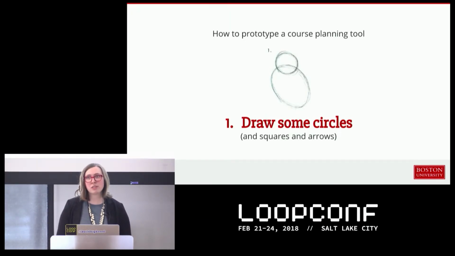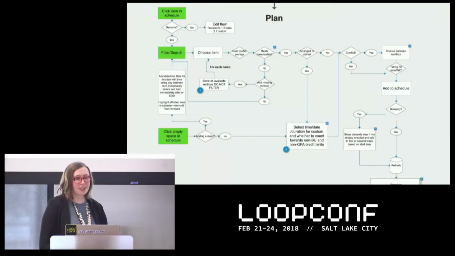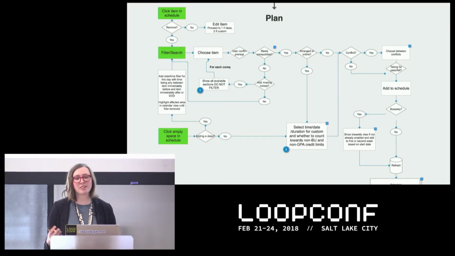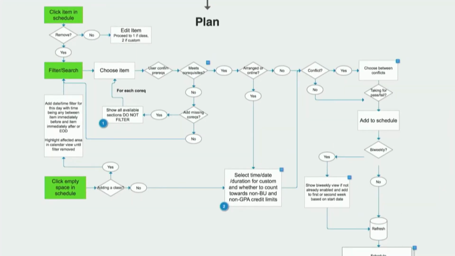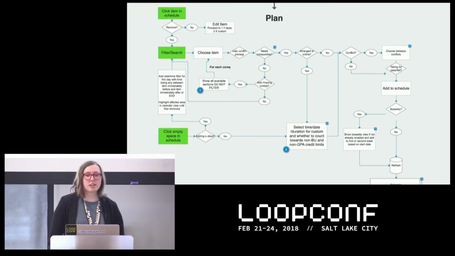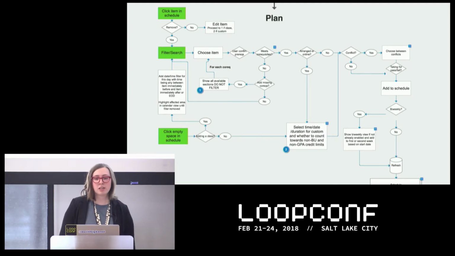And whenever you want to prototype anything, you start by drawing some circles and squares and arrows and things like that. You start with a user flow. So that looks a little bit like this. If there's people here who haven't worked with user flows before, they're really great for defining the exact actions that somebody's going to take in a tool, and also figuring out the steps and decisions they'll make to get to different points in the tool.